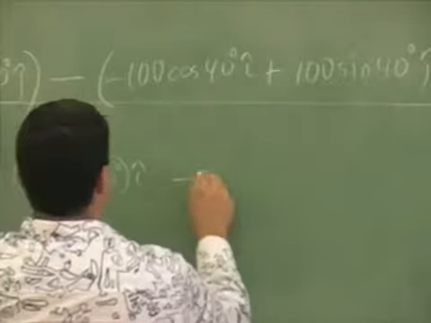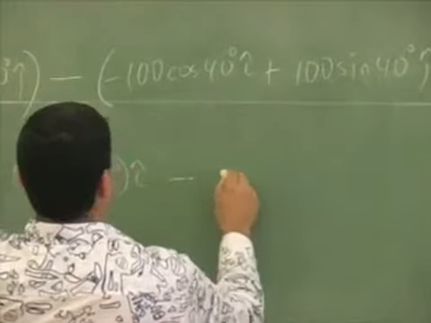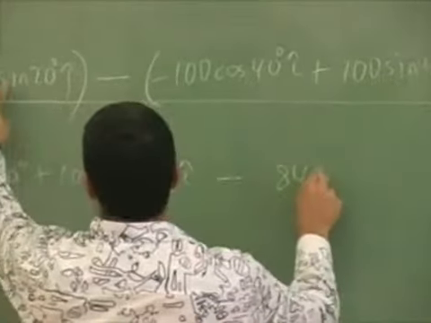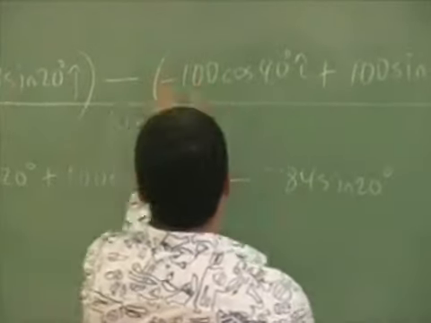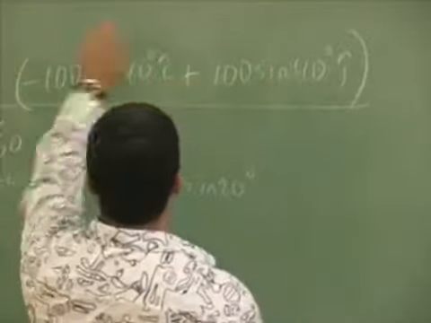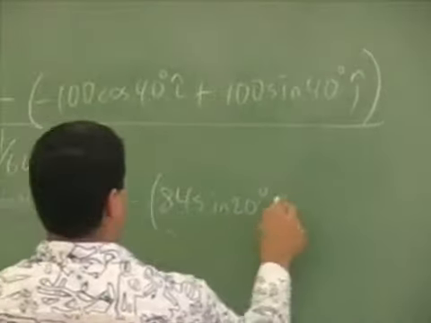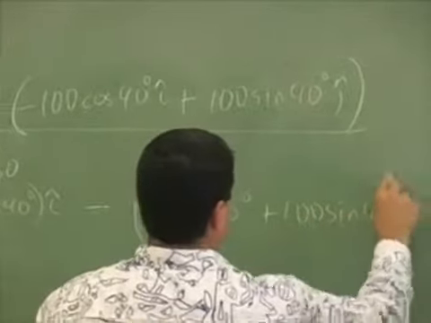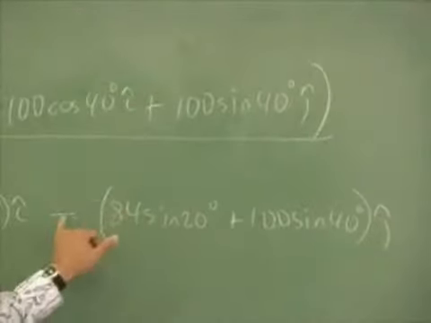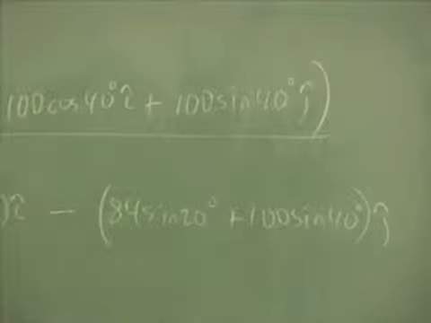So we have minus, this one is 84 sine of 20. And then this one is a minus also. The minus distributes into there. So it's actually plus 100 sine of 40 j hat, right? Because they're both minus. Minus and then another minus.